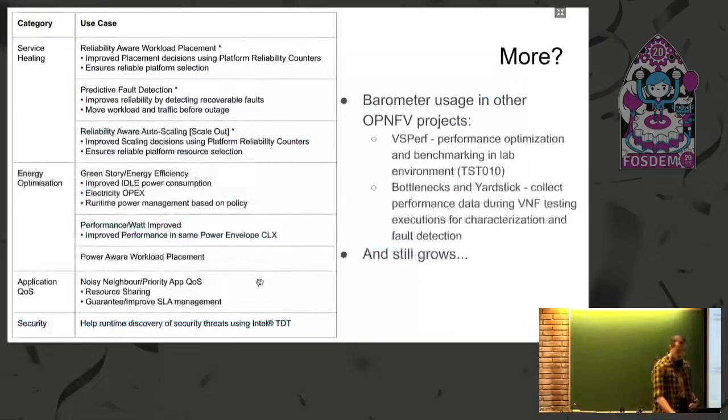And as we don't have much time, I will just skip that. In summary, there are many positive changes that you can make by monitoring the platform telemetry, through service healing, energy optimization, and quality of service. There is also the possibility with Intel threat detection to find threats if someone is trying to attack your platform, based on PMU metrics, for example. But there are also OPNFV projects that are utilizing barometer and collectd, for example VSPERF bottlenecks and Yardstick, which are using them in the testing phases.